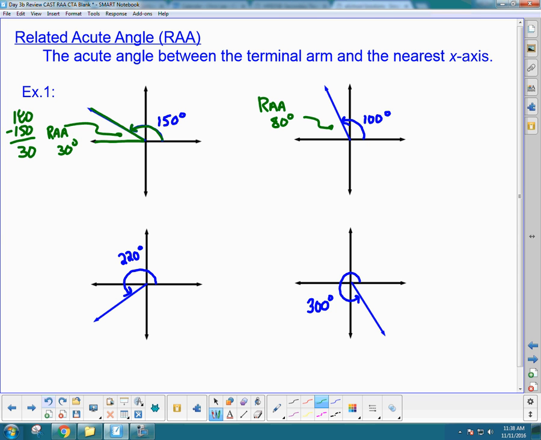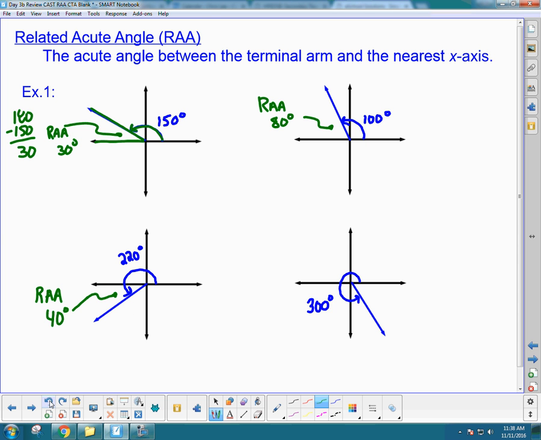So looking at the third example, we have an angle of 220 degrees. So it goes past 180. And this is the related acute angle. So the related acute angle goes back to the nearest x-axis. Since it goes past 180, we're going to actually take 220 and minus 180 and see what we're left with. In this case, we're left with 40 degrees. So the related acute angle is 40 degrees. Again, not going to the y-axis. Don't go here. This is wrong. We need to go back to the nearest x-axis.